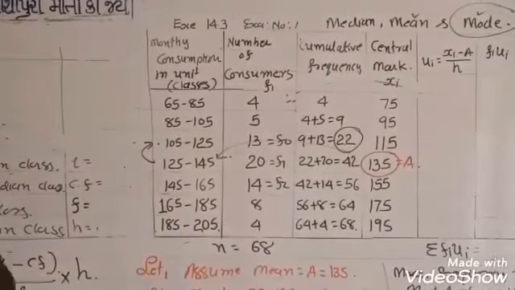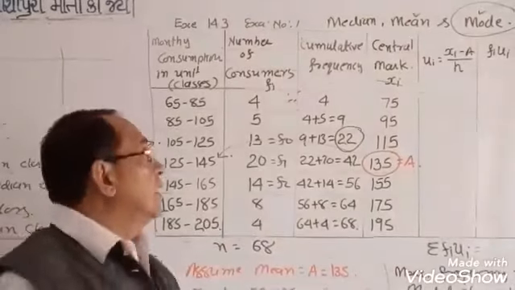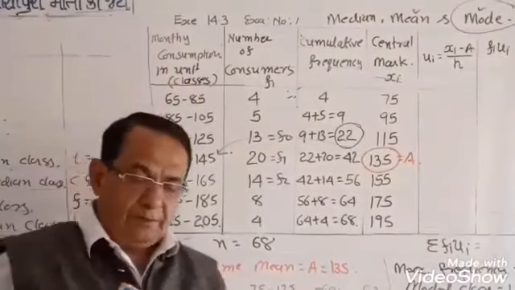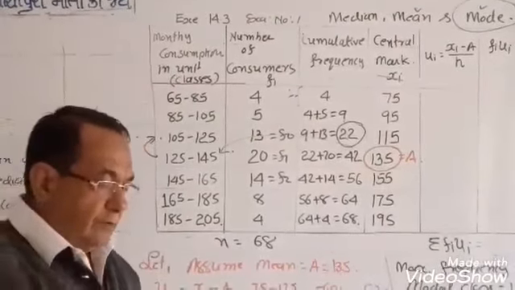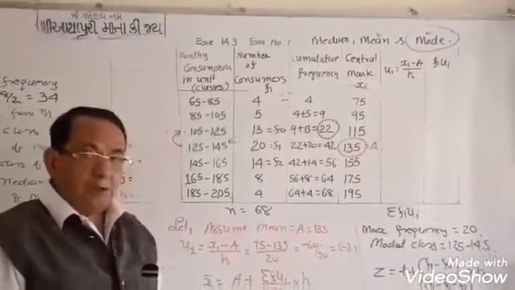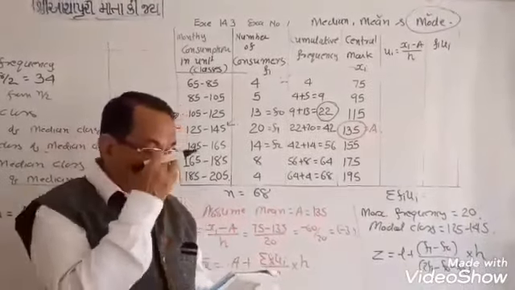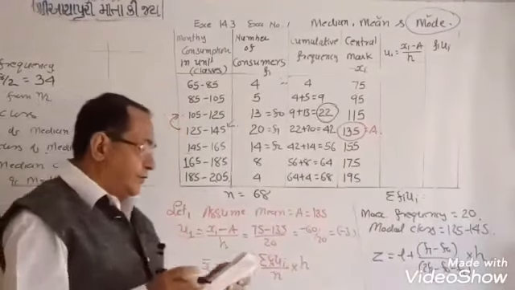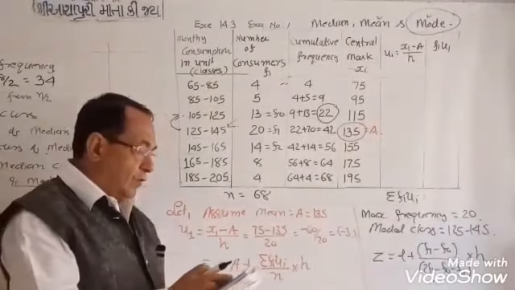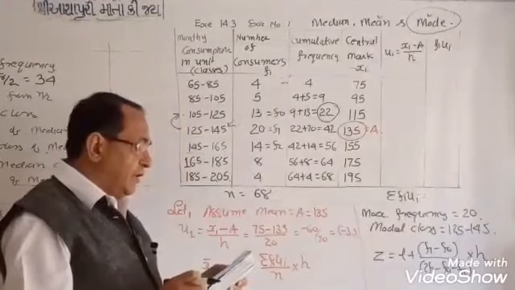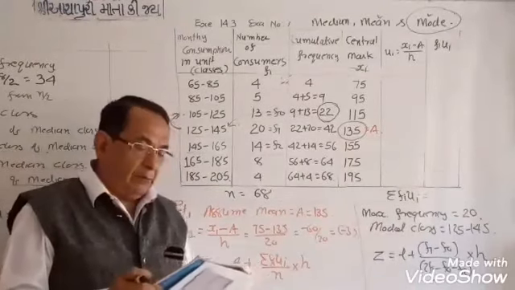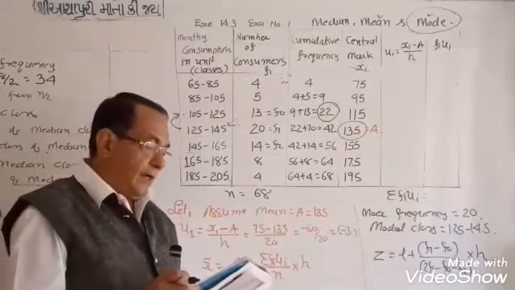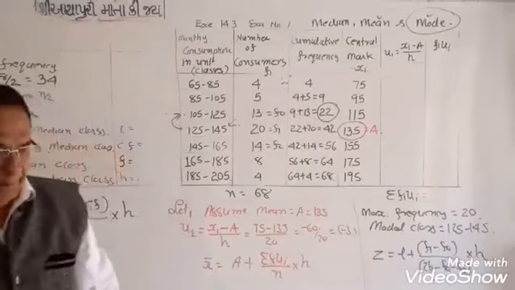Exercise number 14.3, example number 1. The following frequency distribution gives the monthly consumption of electricity of 68 consumers of a locality. Find the median, mean and mode of the data and compare them.